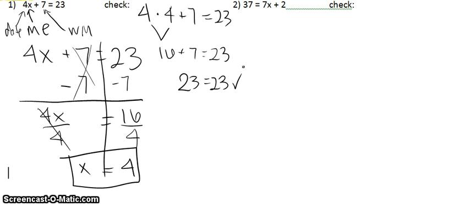Okay, now looking over here at this one, I've got another situation where I have me right there, my date, and my wingman. So I need to drop off my wingman first. My wingman is a plus 2. To undo that, I do the inverse of addition, so I'm going to subtract 2 from both sides.